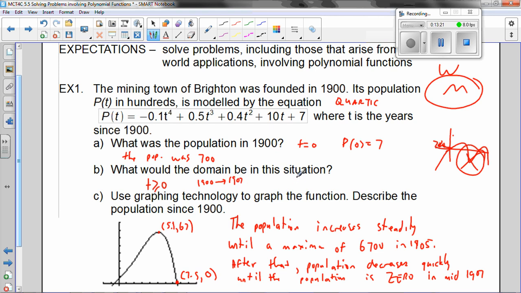So we could say, what would the domain be? Well, we know it's got to be greater than 0, but maybe it's less than 7.5, because after that, the population would be negative and the model doesn't make sense.